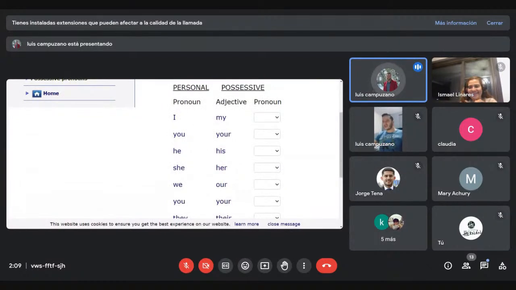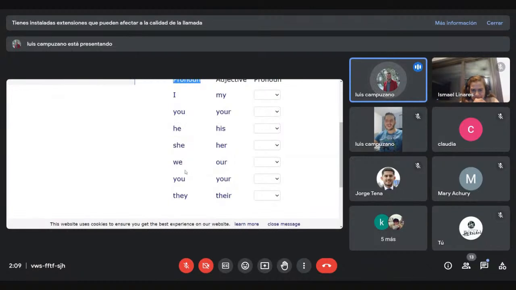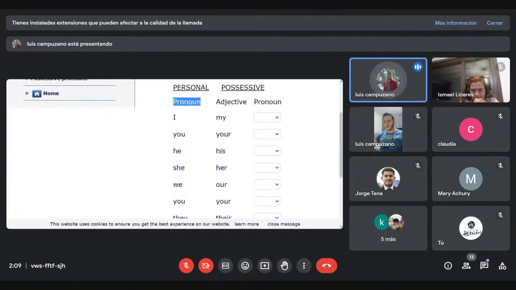I have these pronouns, los que siempre utilizamos, I, you, he, she, it, we, you, they, and here we have the possessive adjective, my, your, his. I need you to help me. What is the pronoun of the adjective? So I'm going to ask here, Claudia, what is the possessive pronoun of I? Can you tell me? Mine. Mine, very good.